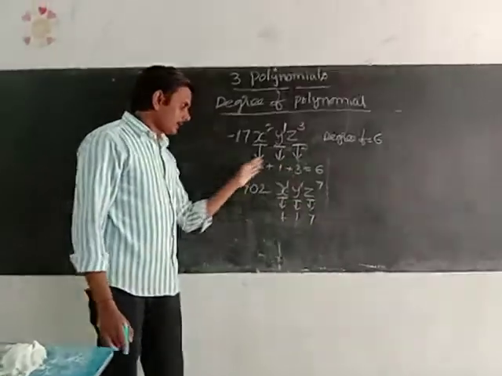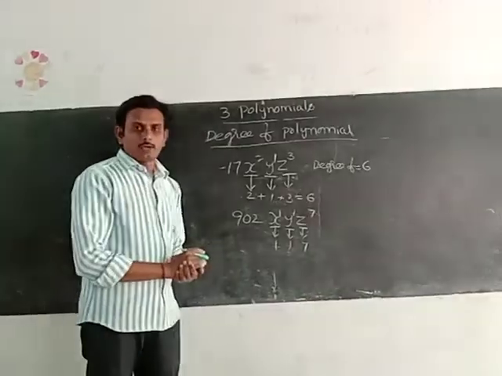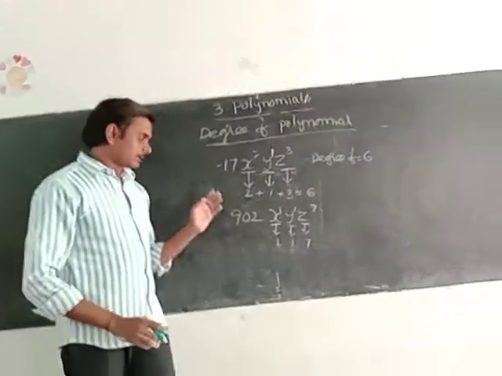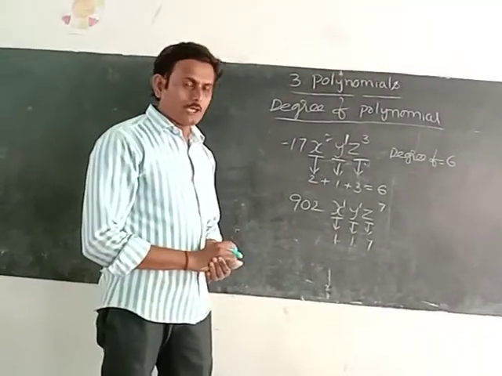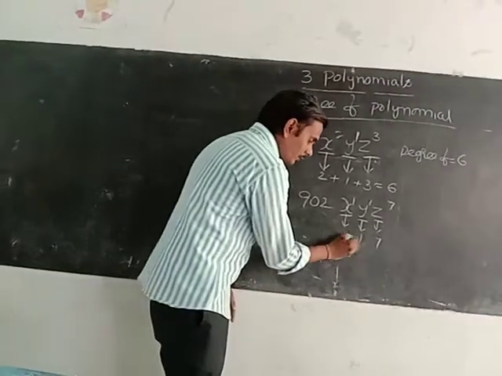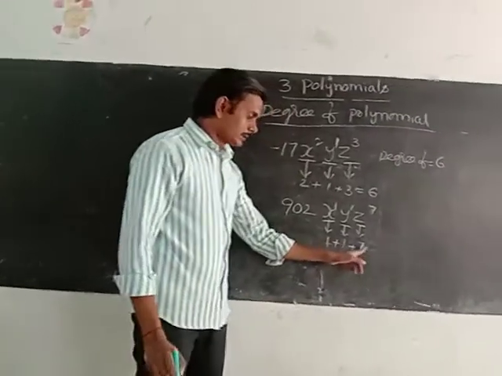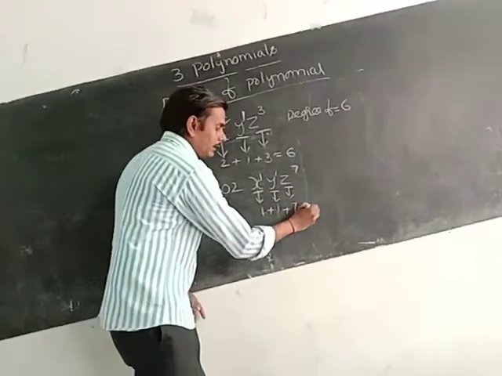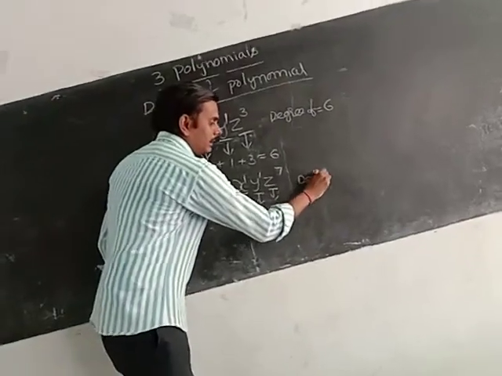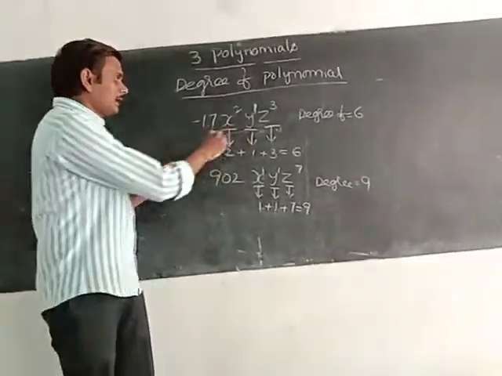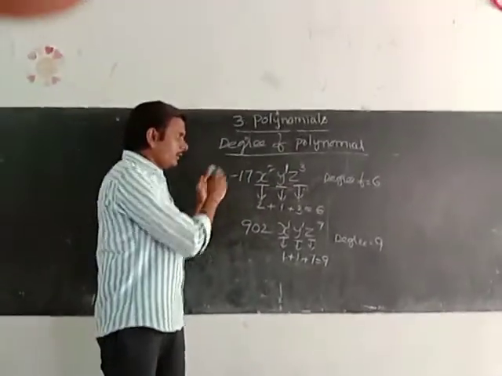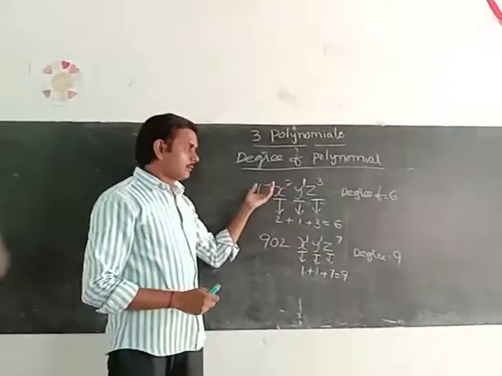I want to calculate this term's degree. Whenever you find the degree of the term, consider only the variables. Now I want to add these three numbers. 7 plus 1 plus 1, 9. That means the degree is equal to 9. The degree of this term is 9. Here we are seeing only one term. This is called a monomial.